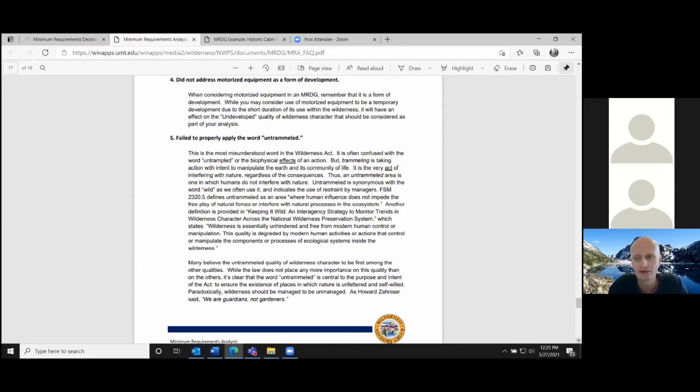And then here's a common one, number 4. How do we address motorized use? Is it a form of development? Which in most cases, yes, we want to look at it like that. Often you'll see it addressed under solitude as well. So just something to be aware of. You want to be consistent within your document, so you're looking at all your alternatives consistently.